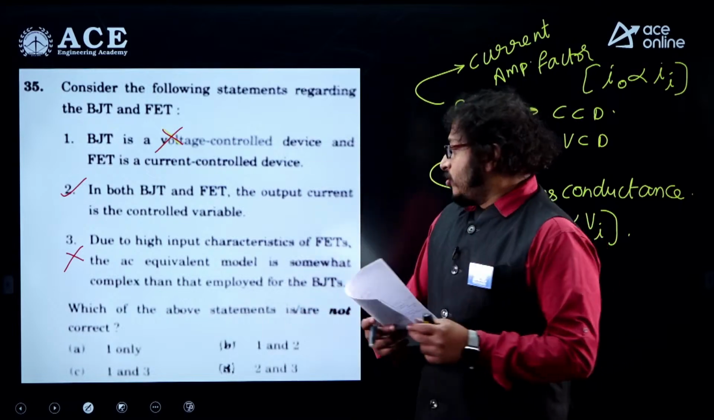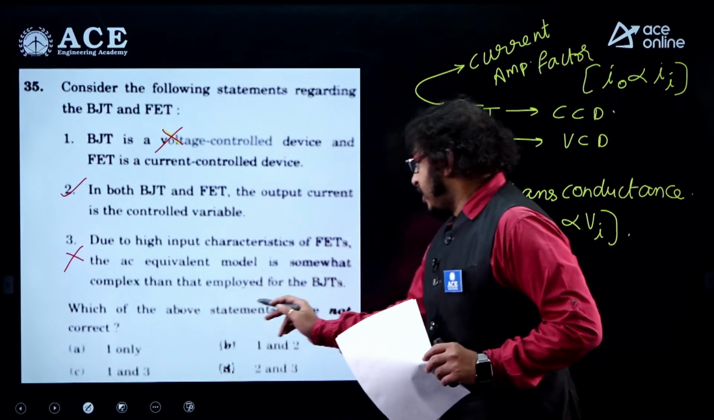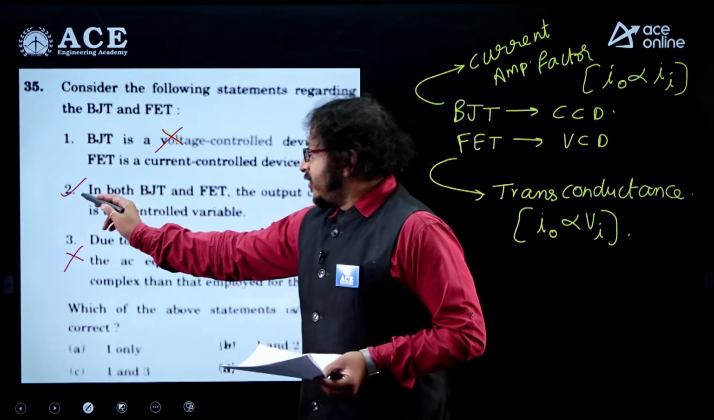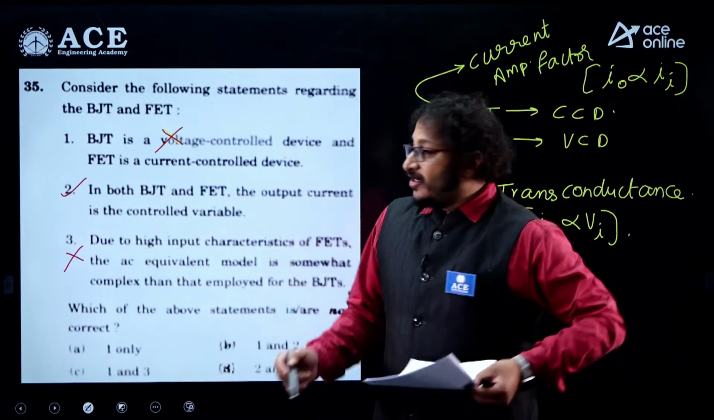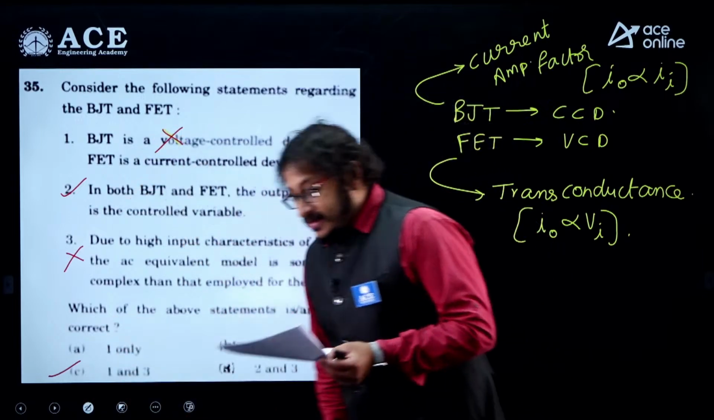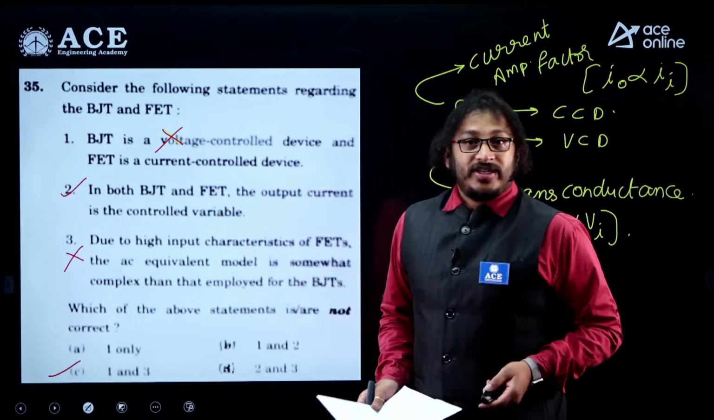No, that is impossible. So what is the question he is asking? Which of the following statements is not correct? Okay, not correct. Then this is correct, but they are asking not correct. So 1 and 3 are not correct. So option C is apt for the given question. 1 and 3 is not correct.